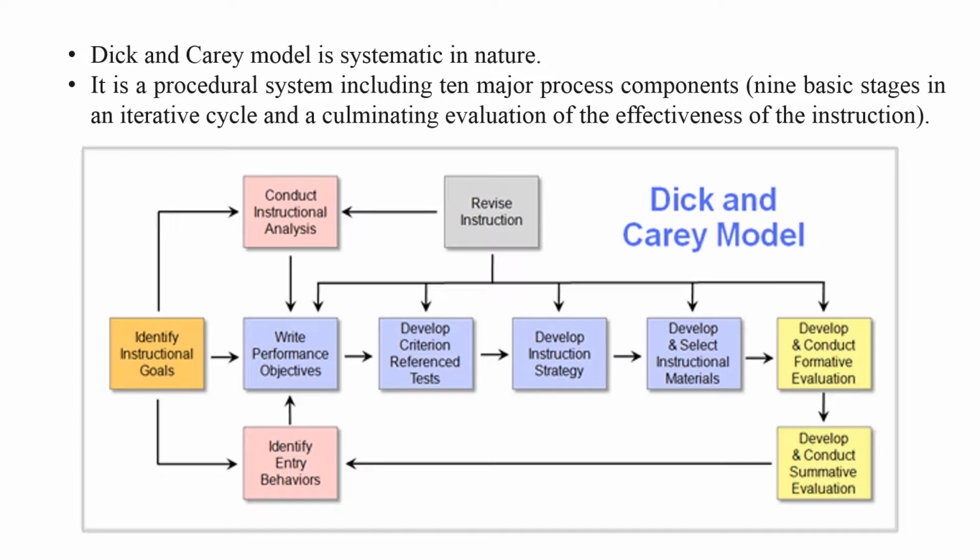Stage 4, Write performance objectives. Stage 5, Develop criterion-referenced tests. Stage 6, Develop instructional strategy. Stage 7, Develop and select instructional materials. Stage 8, Develop and conduct formative evaluation. Stage 9, Revise instruction. And the final process is to design and conduct summative evaluation, which is an evaluation of the value of the instruction.